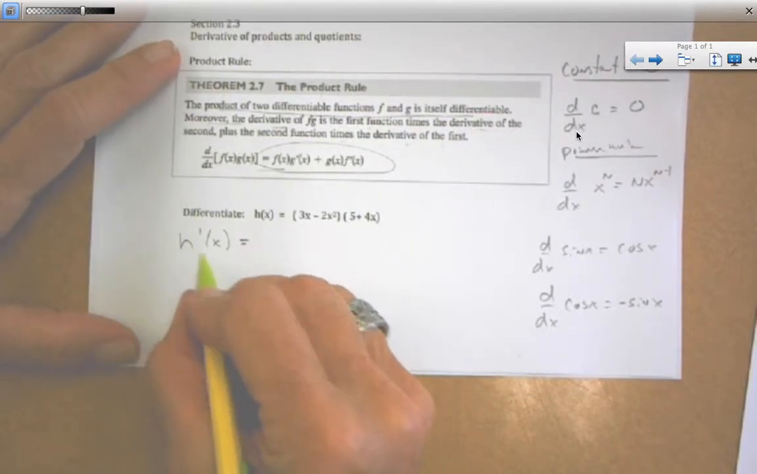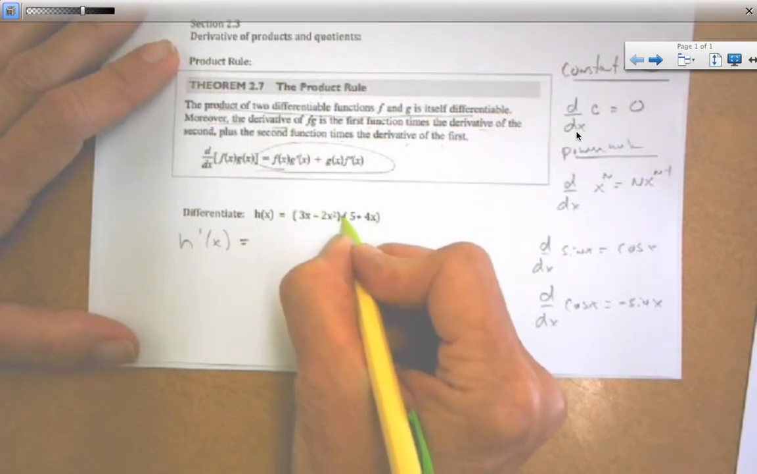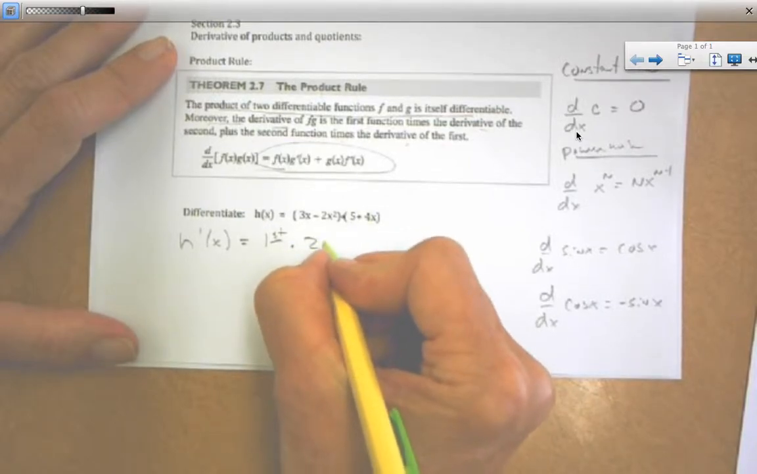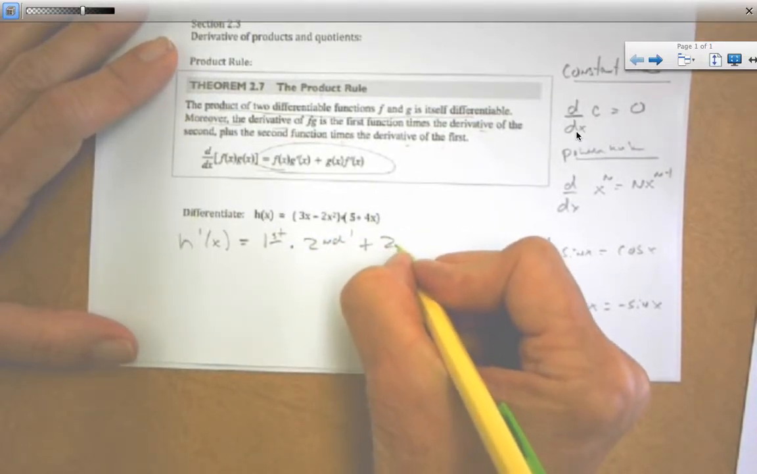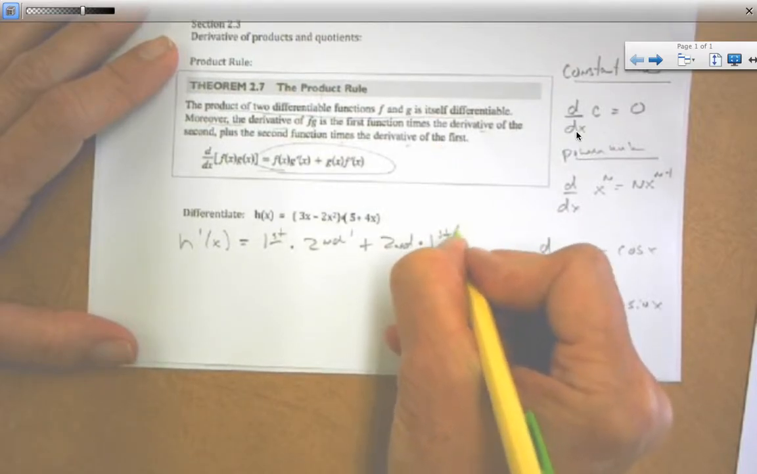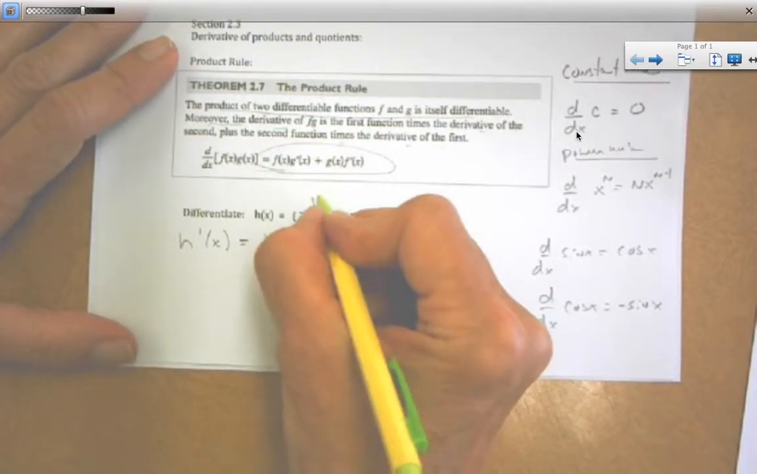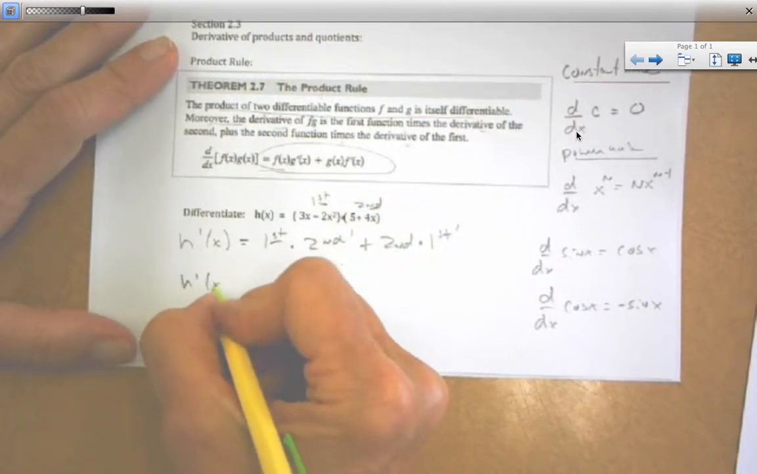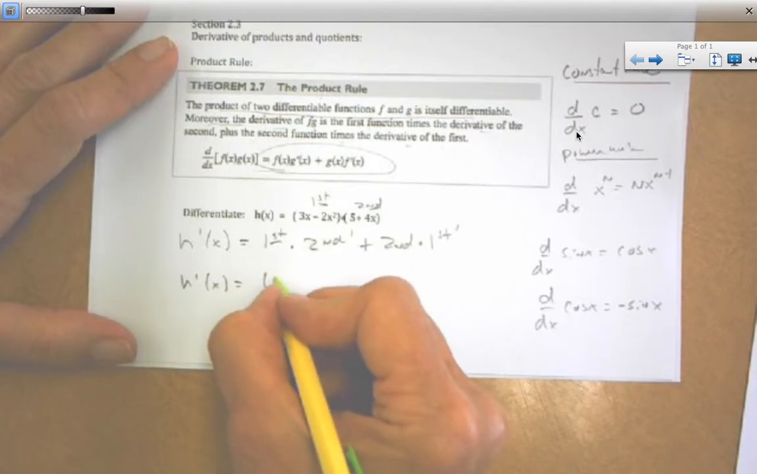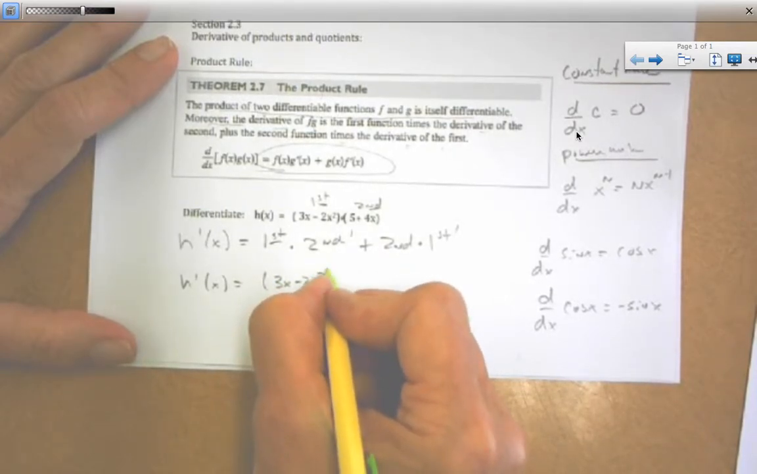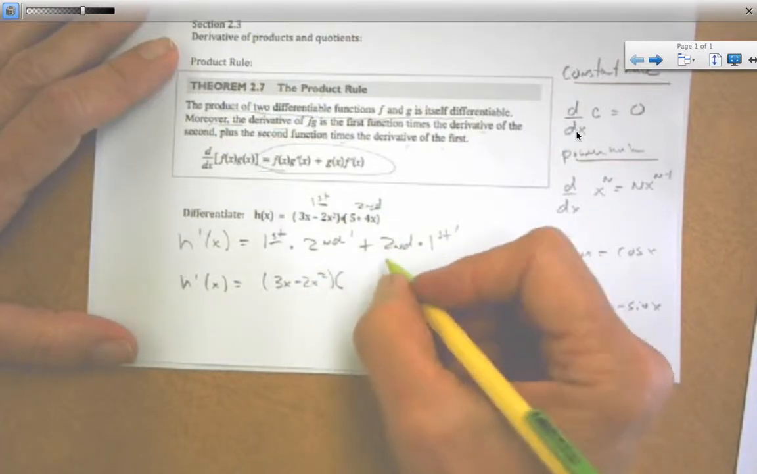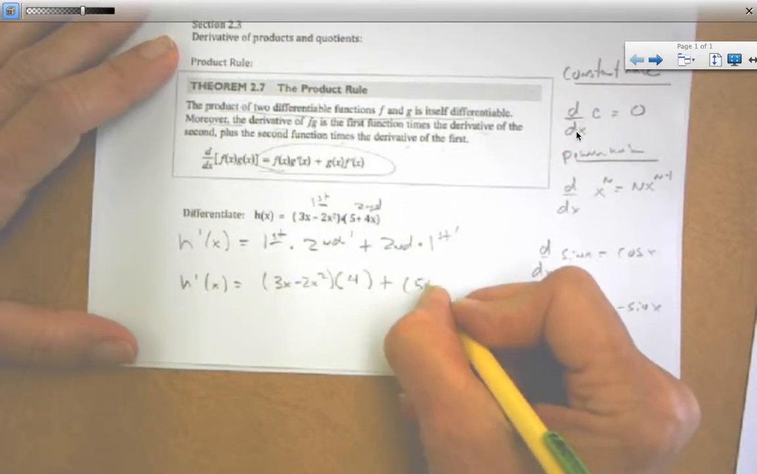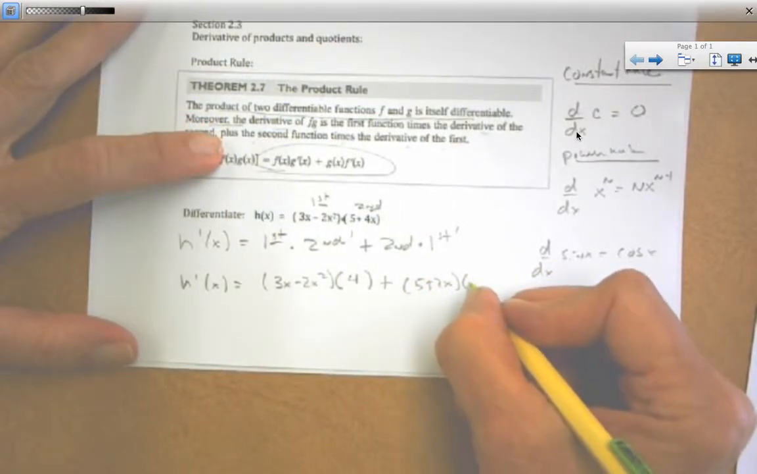Okay, so the derivative of a product of 2 functions, the operation going on between these 2 is multiplication, is first times the derivative of the second plus second times the derivative of the first. All right, so this is considered my first function. This is considered my second. All right, so my first is 3x minus 2x squared times the derivative of the second plus the second times the derivative of the first.